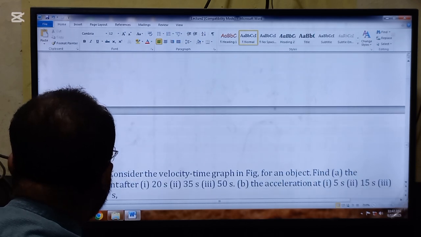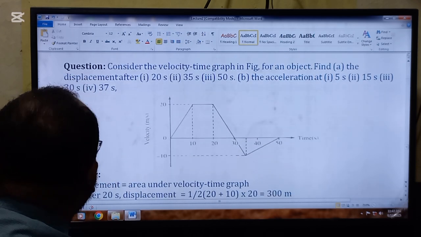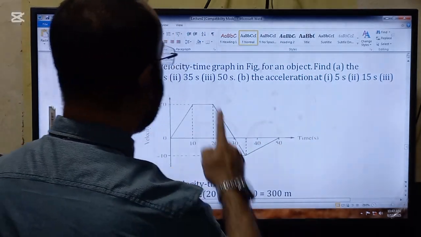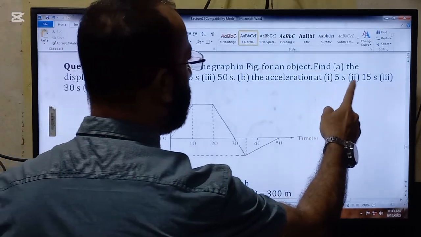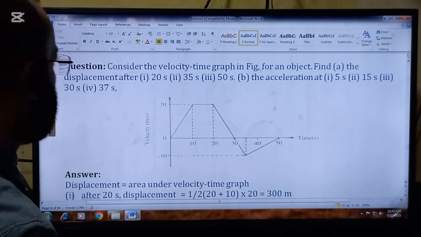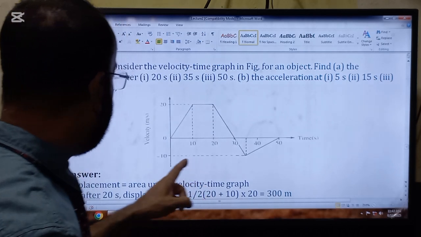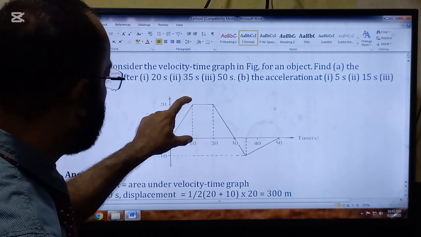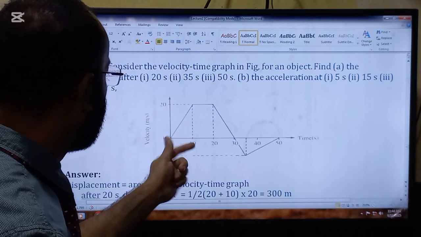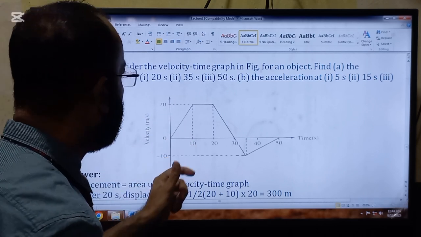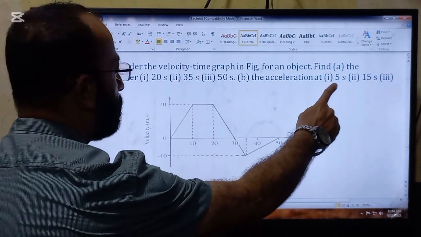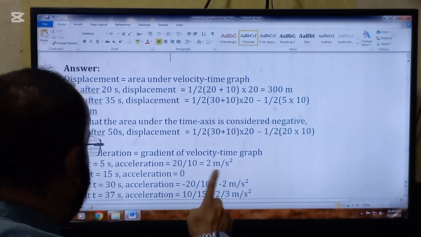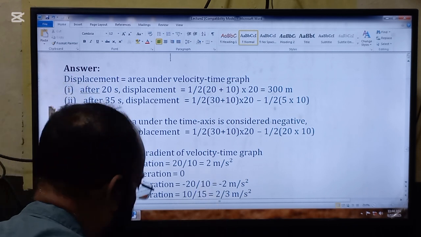And the final requirement is, B part, the acceleration at 5 seconds, 15 seconds, 30 seconds, and 37 seconds. At 5 seconds, because 5 seconds will be at this line, use the same rise over fall, 20 over 10 will be 2. So the first part answer is 2 meter per second square.